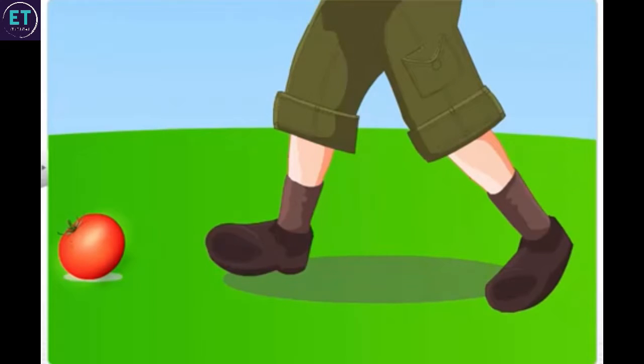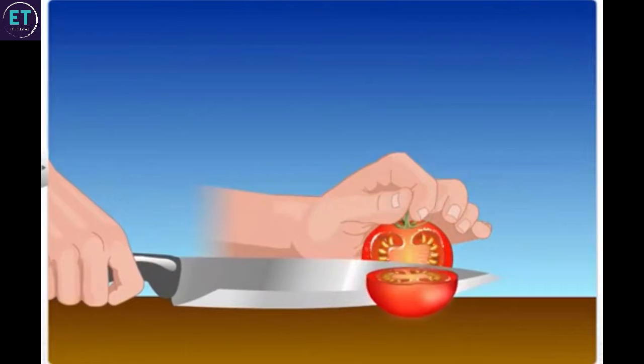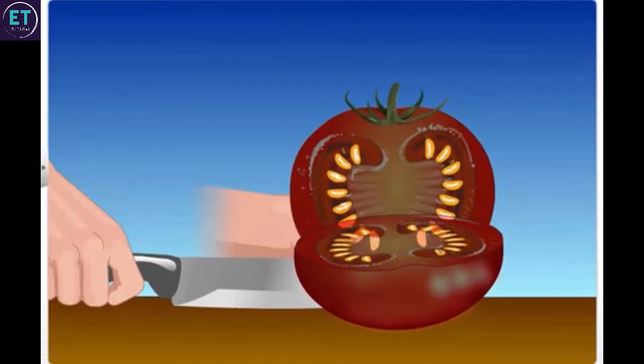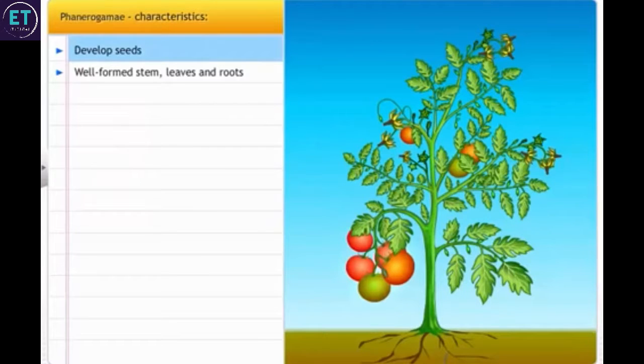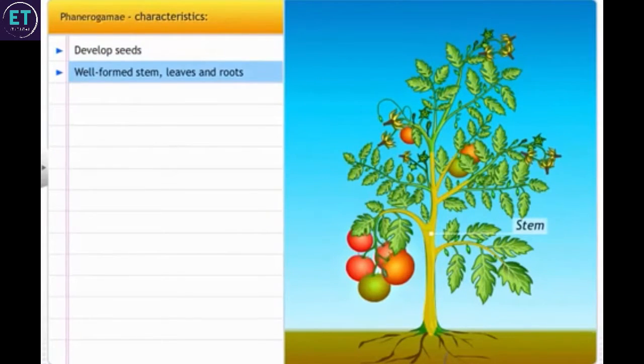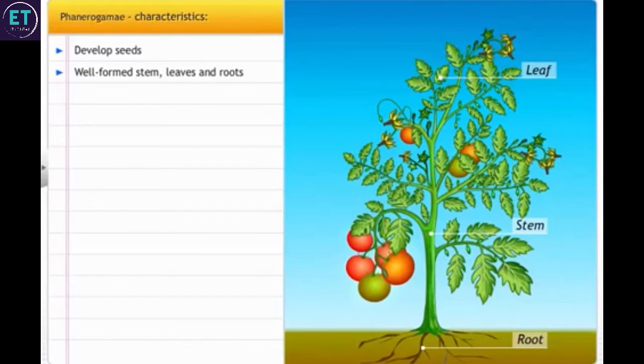What's that? A ripe tomato? Tomatoes have a lot of seeds inside them. Seeds are the result of the reproductive process. This makes the tomato a phanerogam. All plants that develop seeds and have well-formed stem, leaves and roots belong to the subkingdom Phanerogamae.